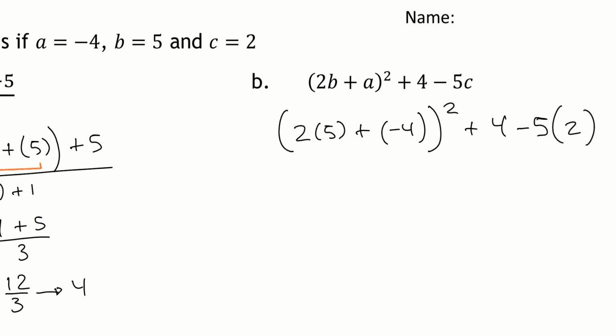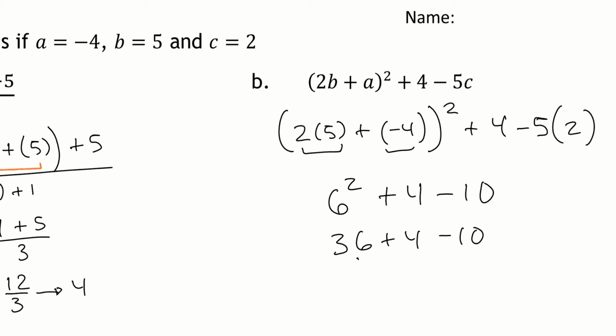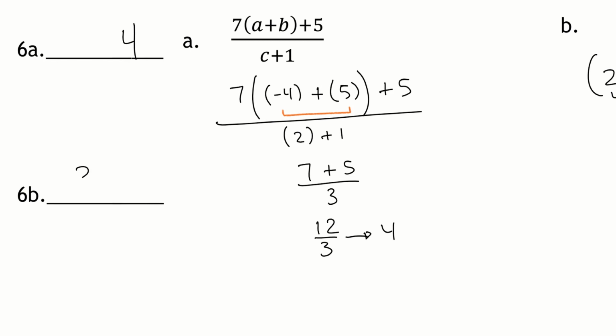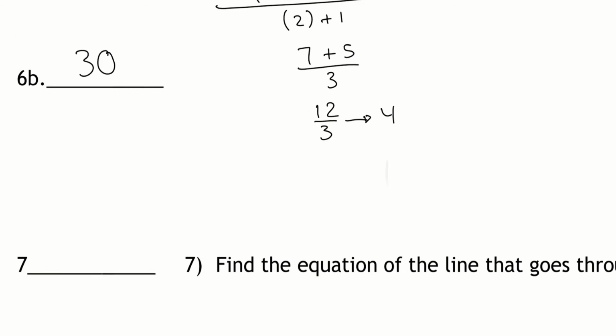So in my parentheses, this is clearly 10. 10 minus 4 is going to be 6. So I'm looking at 6 squared plus 4 minus 10. 6 squared is 36 plus 4 minus 10. 36 and 4 is 40. So I've got 40 minus 10, which means I am left with 30. So when A, B, and C are -4, 5, and 2 respectively, this expression has a value of 30. And I can write that off to the side. 30, not something that could be confused with 36.